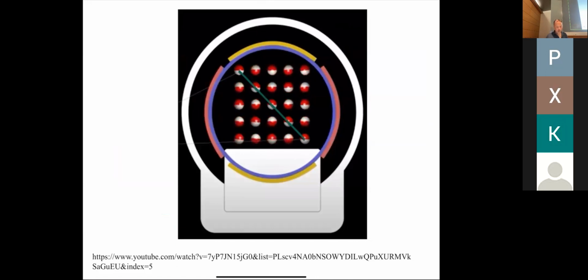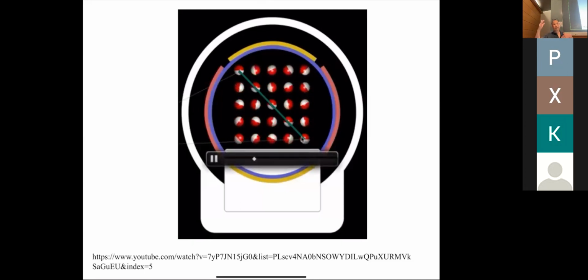The other thing you can do is apply gradients in two directions, X and Y. You can see here, along the diagonal, everything is still, because basically there's no gradient applied there. But as we move off the diagonal, we're making spins precess increasingly faster. That's the fundamental insight that Paul Lauterbur had in the early 70s: if you apply these gradients, you can make spins precess at different frequencies.